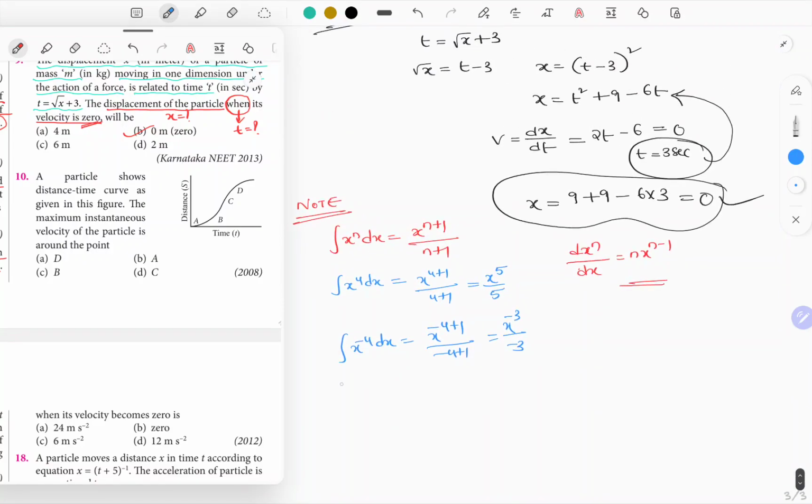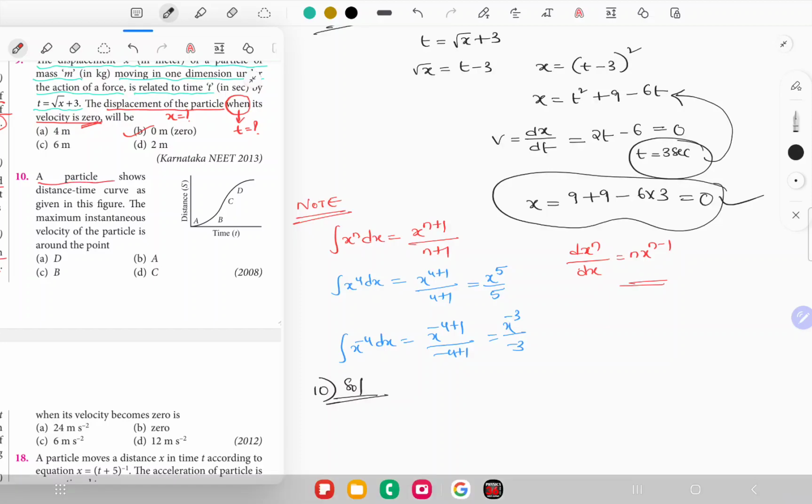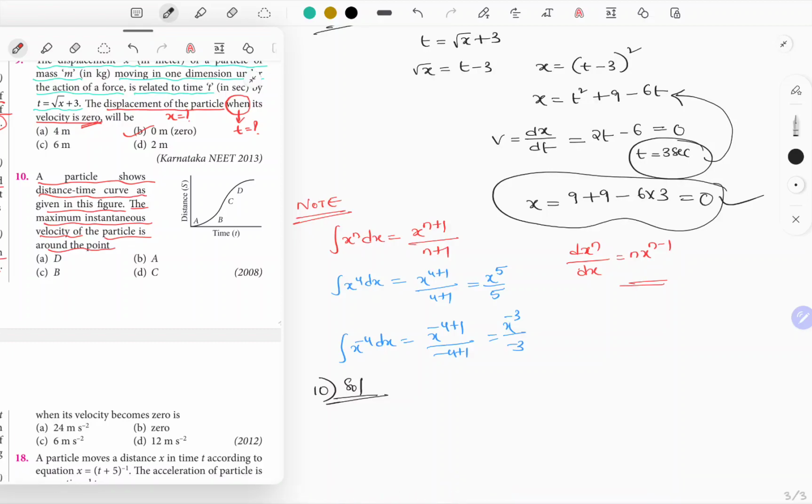Question number 10. In question number 10, they have given the question with the help of a graph. By seeing the graph itself, don't decide that the question is going to be difficult. Don't think like that. I'll make it easy. A particle shows a distance time graph, as given in the figure. The maximum instantaneous velocity of the particle is around the point. Super. They're asking velocity, and that velocity should be maximum. That's what they're asking.